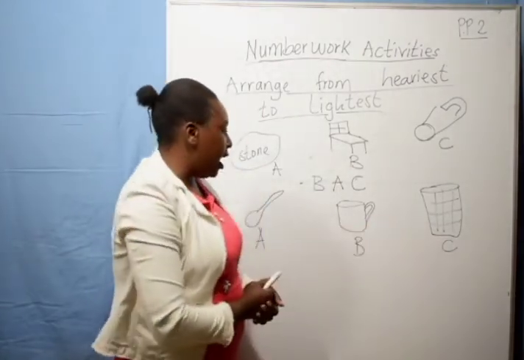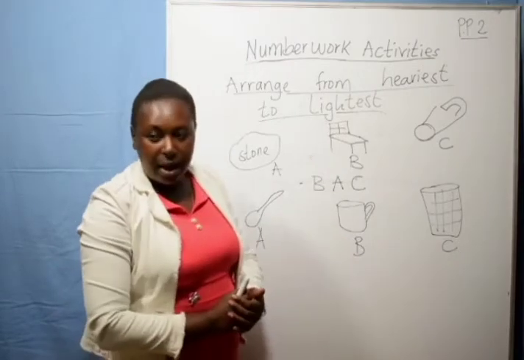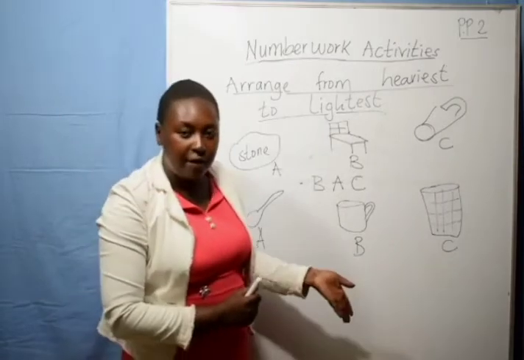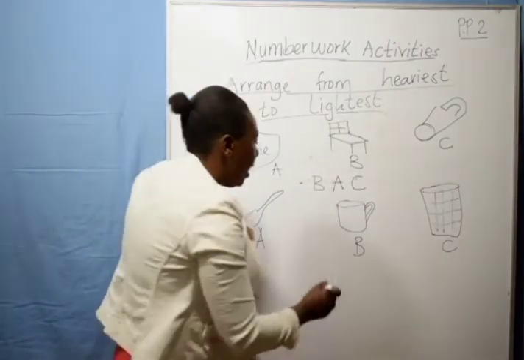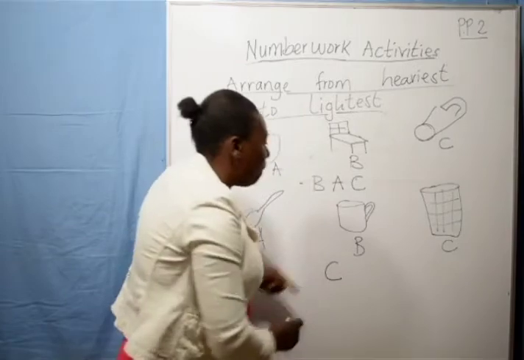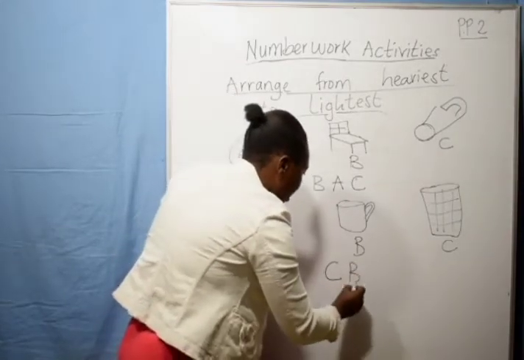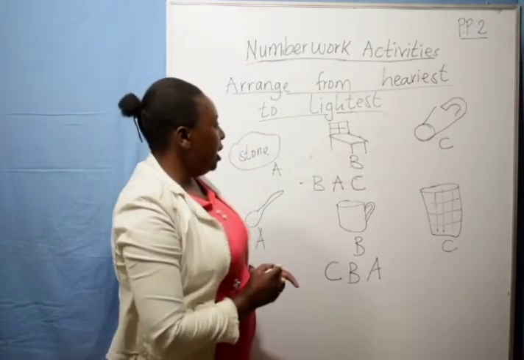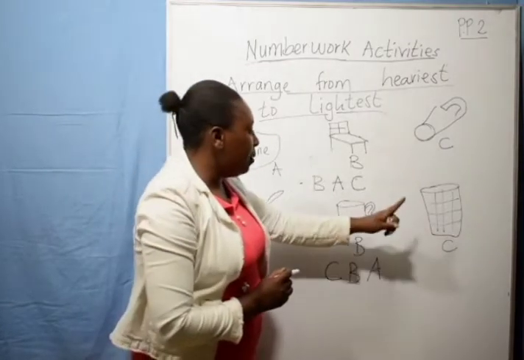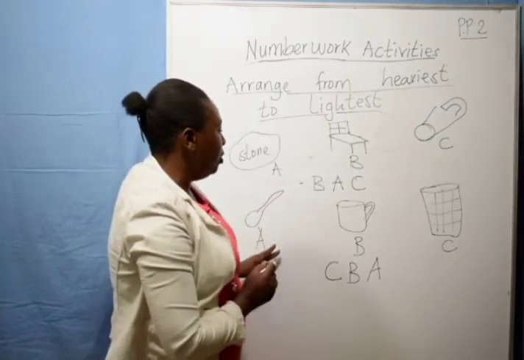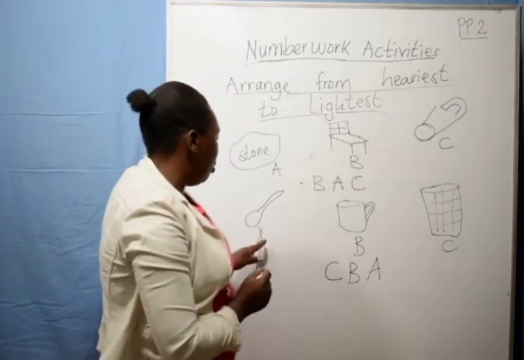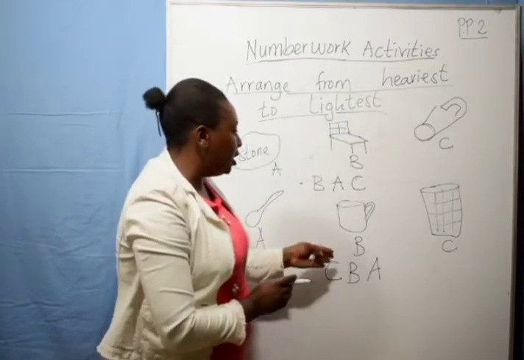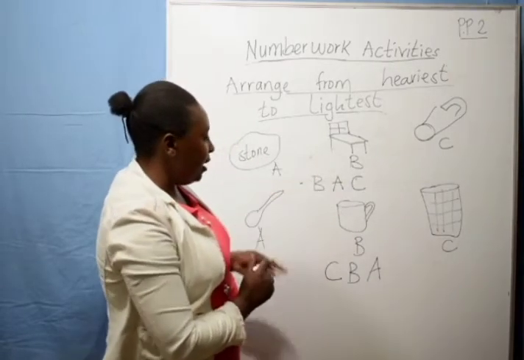Which one is heavier? Compare the 3 objects. A dustbin is heavier than the 2. Whereby my dustbin will be the first, followed by my cup at B, and then my spoon at A. CBA, meaning the dustbin is heavier than the cup and the spoon, and the cup is heavier than the what? The spoon. This is how we are arranging all the objects here, the heaviest and the lightest.